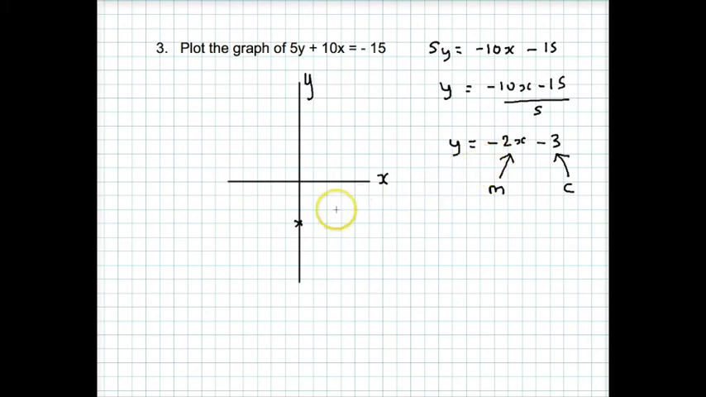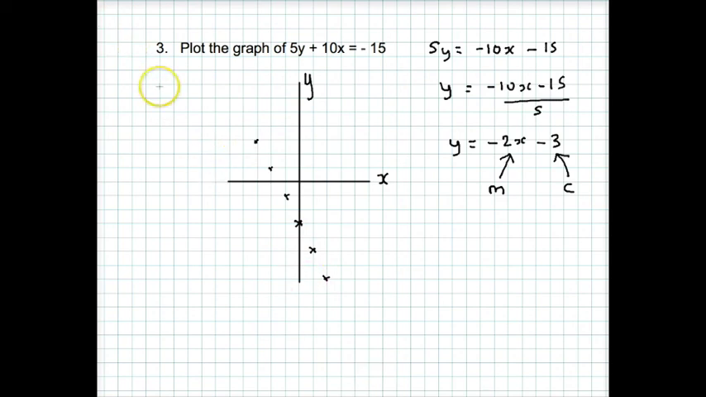With a negative gradient, the graph is going to slope downwards from left to right. So what I could do is go along 1 and down 2, because it's got a gradient of negative 2. Do it again, along 1, down 2. Now working backwards, it's clear that it's going to go the opposite way. So every one I go back, I'm going to go up 2. Go back 1, up 2, back 1, up 2, and now I can see my line's going to be a line sloping downward from left to right.